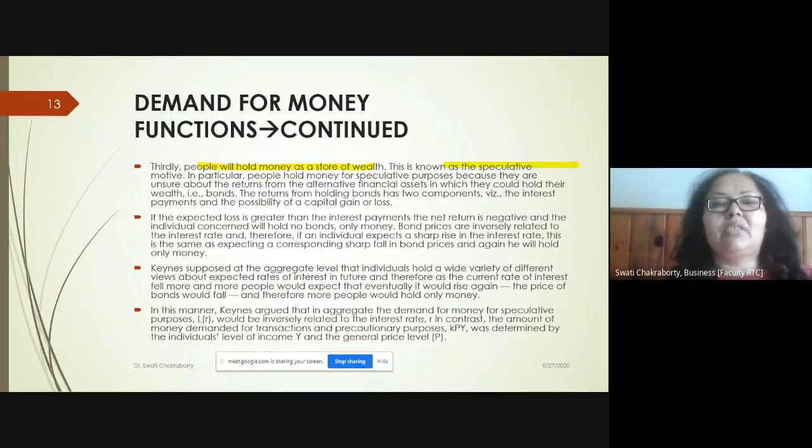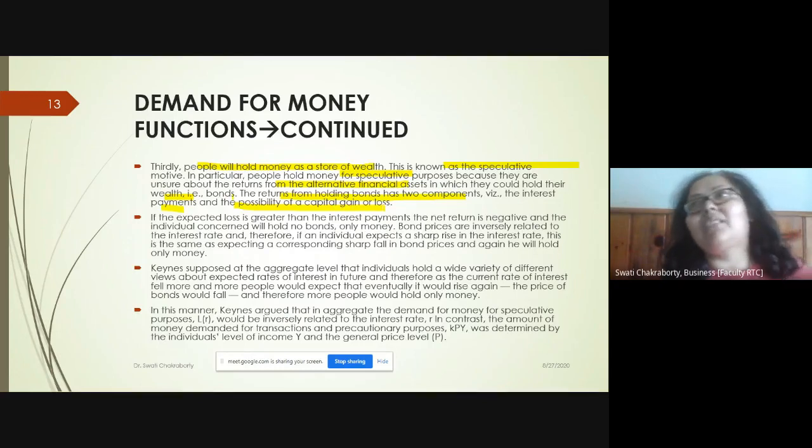which is known as the speculative motive. Why do people hold money for speculative purposes? Because they are uncertain about the returns from other types of financial assets in which they could hold their wealth, that is, bonds. They are uncertain what's going to happen. The returns from these bonds have two components: the interest payment and the possibility of a capital loss or gain. But if by chance the expected loss is greater than the interest payments, then the net return is negative.